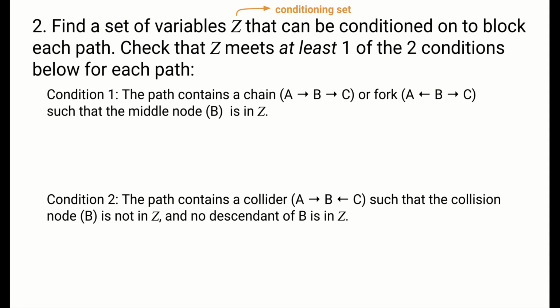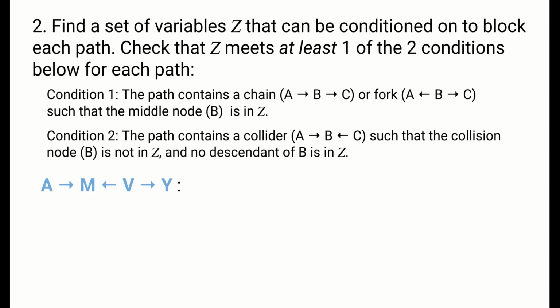The second condition is met if the path contains a collider at some point within the path, and neither the collision node nor any descendants of the collision node are conditioned on. This also follows from our discussion of building block structures because conditioning on the collision node or its descendants creates dependence between A and C. So let's check these 2 conditions for our 2 non-causal paths.